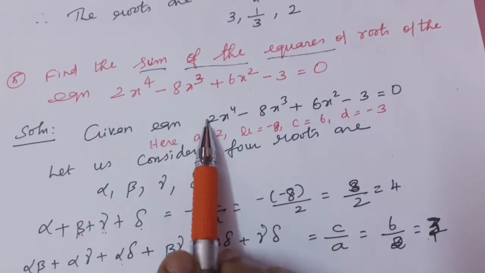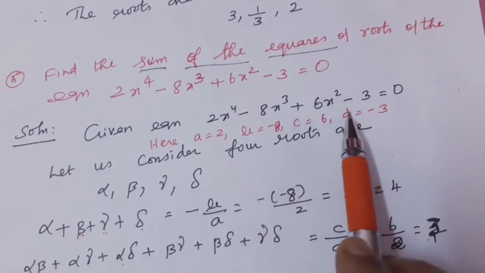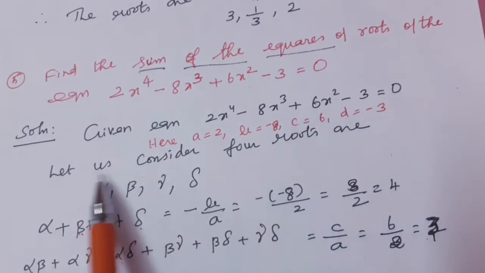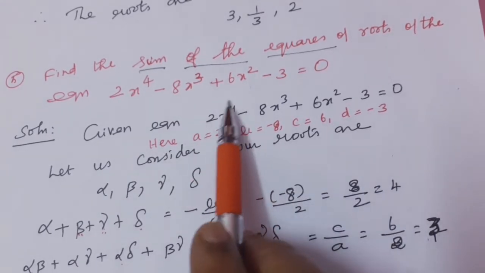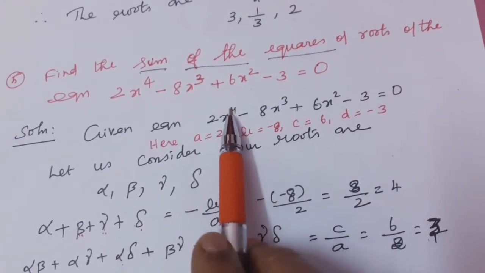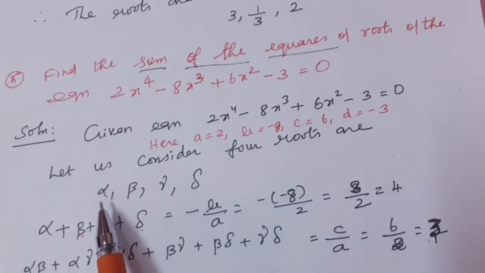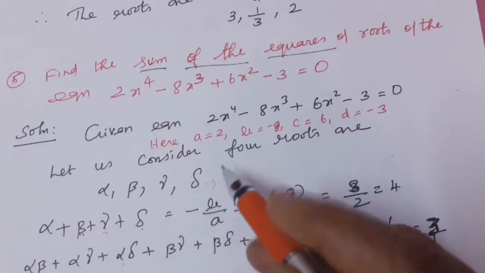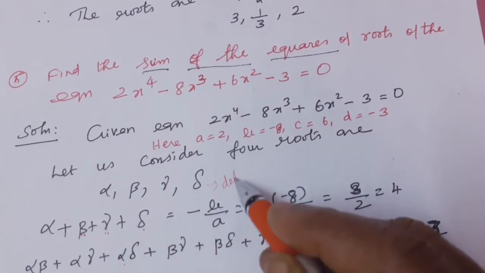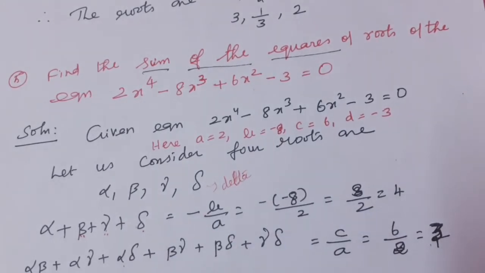Here A equal to 2, B equal to minus 8, C equal to 6, D equal to minus 3. Let us consider four roots. Why do we select four roots? Because the power of x is 4. Here we have a fourth degree equation. Therefore, how many roots do we need? 4 roots: alpha, beta, gamma and delta.